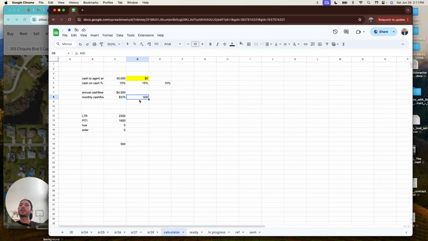So based on the numbers, you just type in the monthly cash flow here, and then this one is just 500 times 12 months. And then it automatically tells us our total cash to agent and seller is $40,000. And then you decide how you break that down, how much is going to the seller, how much to the agent. And then each scenario is always different.